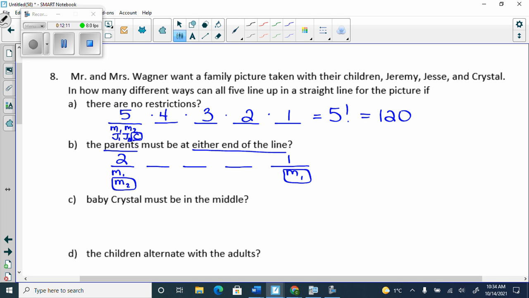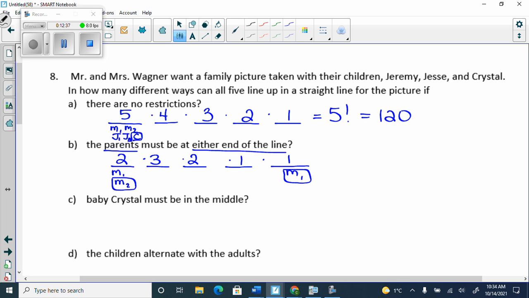Then I go to the middle, and I don't have any restrictions on the middle. The kids can be in any order, correct? But I place the parents. So how many options do I have for the second blank? 3. And the third? 2. And then the last one? I just put whoever's still there, right? Like the last kid who's the shortest in the class, you just plop them on the ends of the picture, like they do in class pictures.